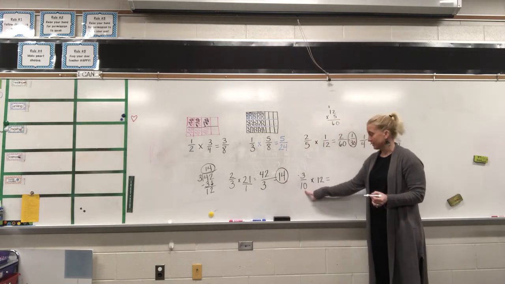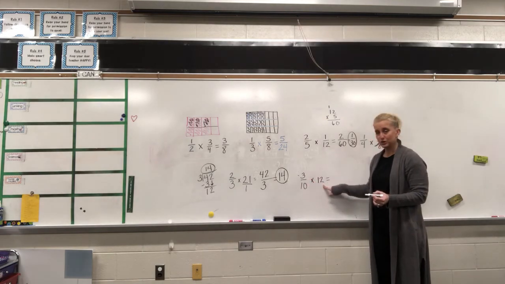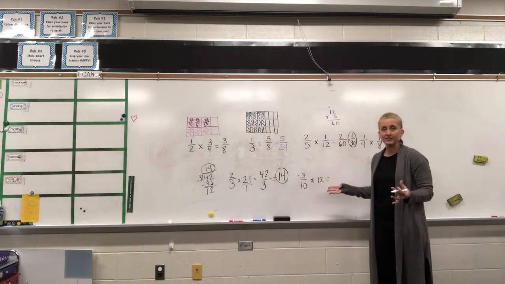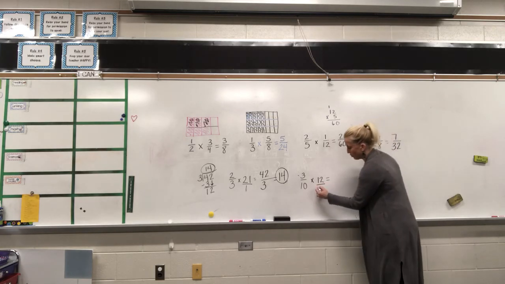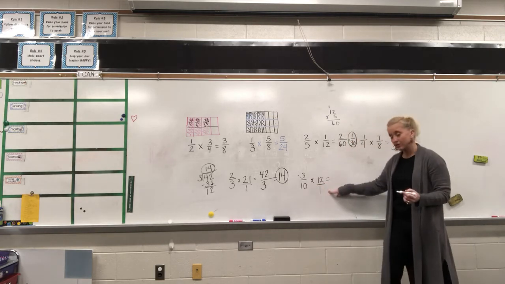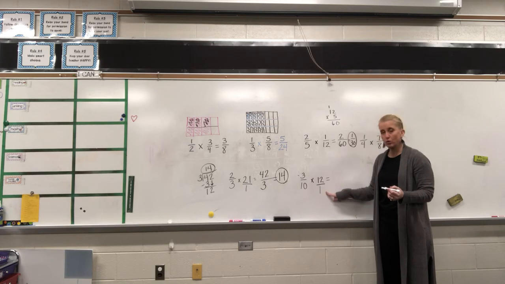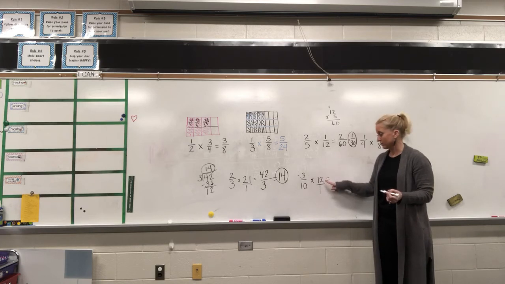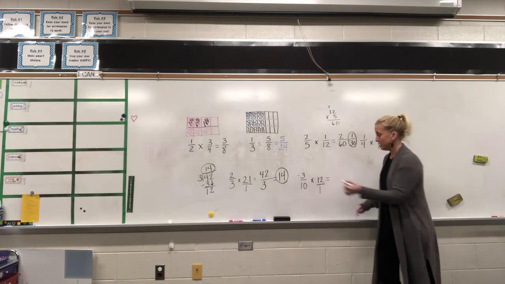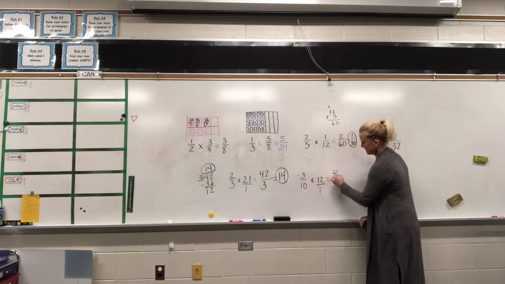And then same here, if I do 3 tenths times 12, wait, there's not a fraction. Yes, there is. We're just going to put a 1 underneath. Make sure the 1 goes underneath, not on top, because 12 over 1 is still 12. That's 12 divided by 1. That's still 12. So 3 times 12 is 36 over 10 times 1 is 10.